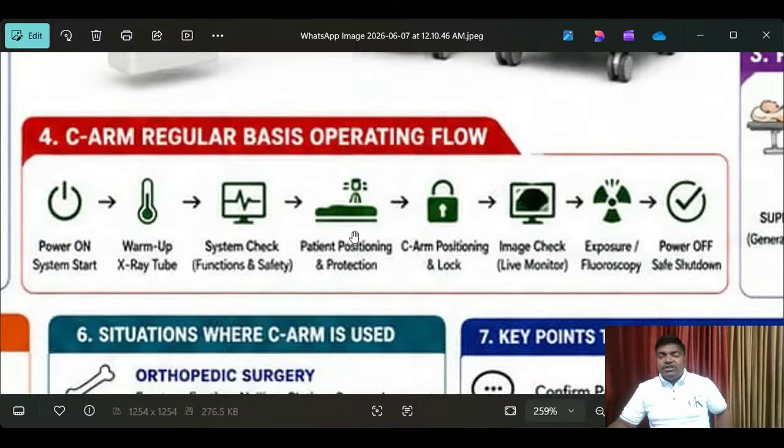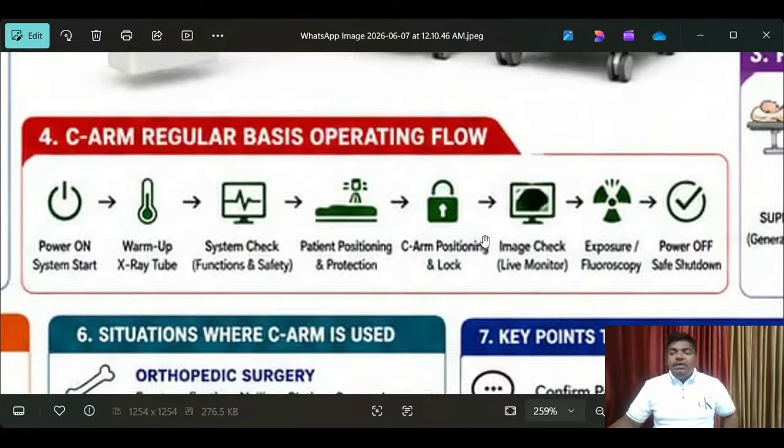You have to check all these things, because sometimes the C-arm connection will fall down on the patient also. That is very dangerous, with injuries to the patients. Next, C-arm position locking. This locking is very, very important. Sometimes it is not locked properly, and these are the workflow.